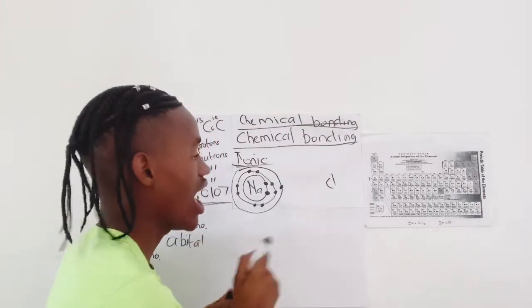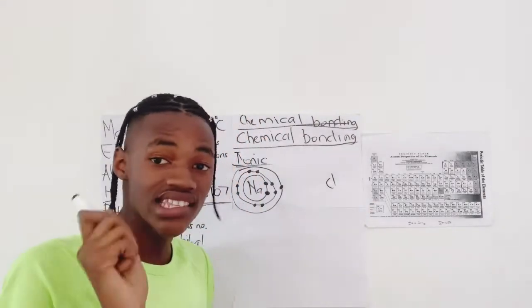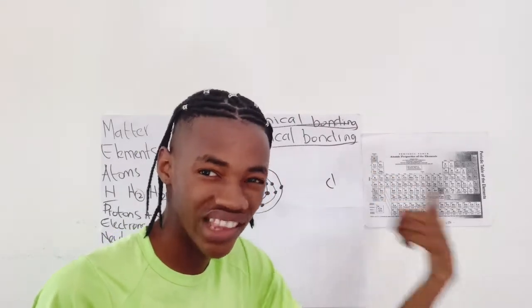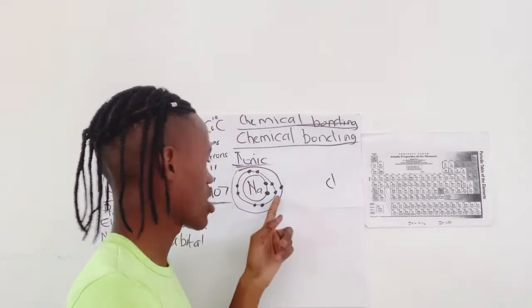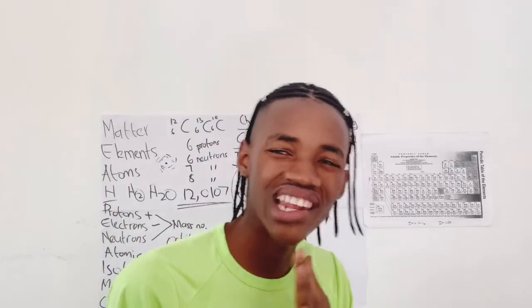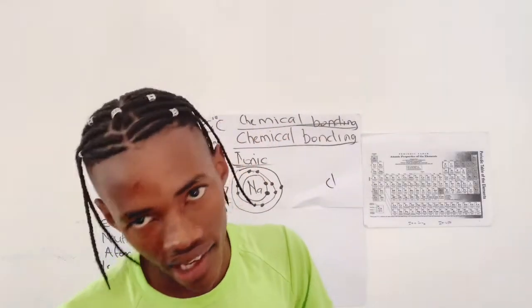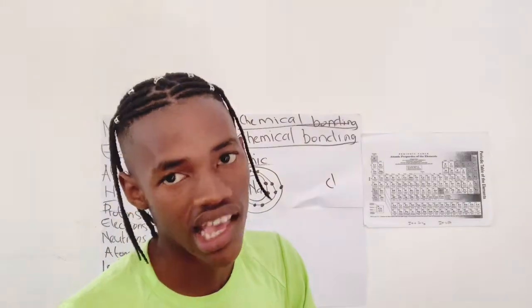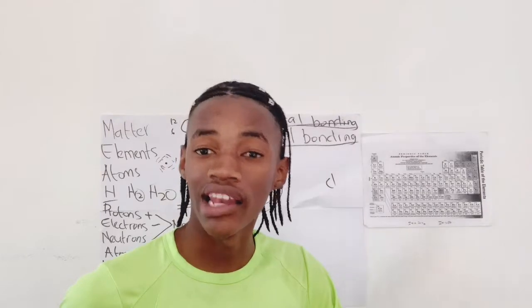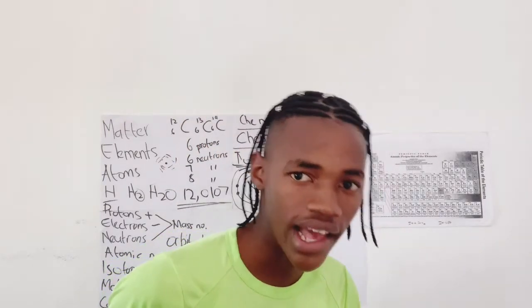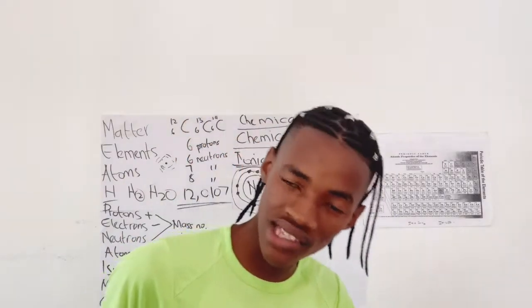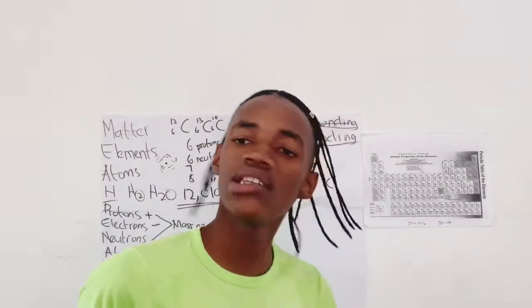And then, like I said, the group number tells you the number of valence electrons in the valence shell. Since sodium is in group 1, it means that it has 1 electron in the valence shell. And then now we go down to chlorine, which is number 17, right? Is it number 17? It is number 17.